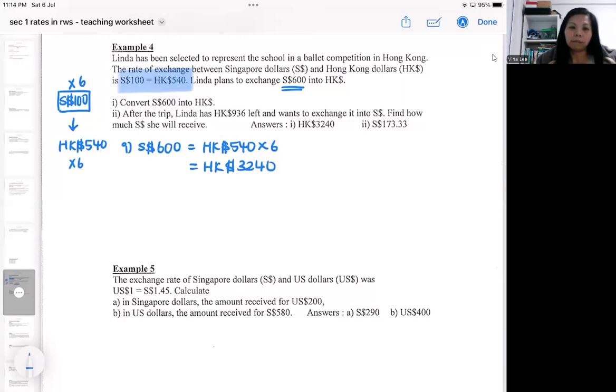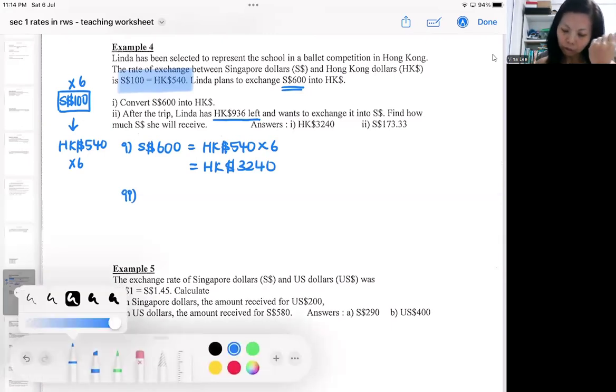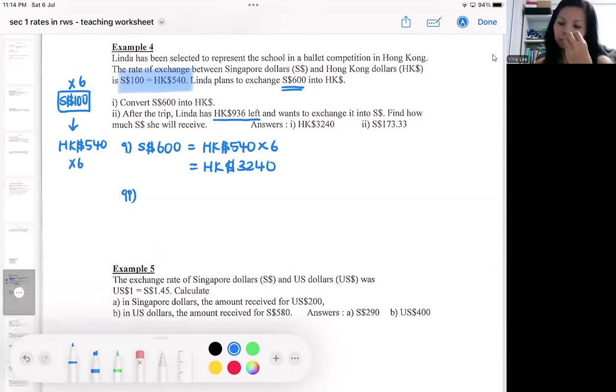Okay, so now the second part, she is already back from the trip, and she found herself having 936 Hong Kong dollar left. So in Singapore, she's not able to spend the Hong Kong dollar. No one in Singapore will accept the Hong Kong dollar for buying food, for buying drinks. So it is a must to change back to Singapore dollar. So she will need to find the equivalent rate of Singapore dollar. What do we mean by equivalent rate? We want to know how much is 1 unit of Singapore dollar worth.